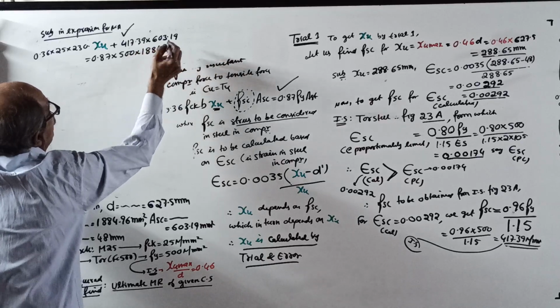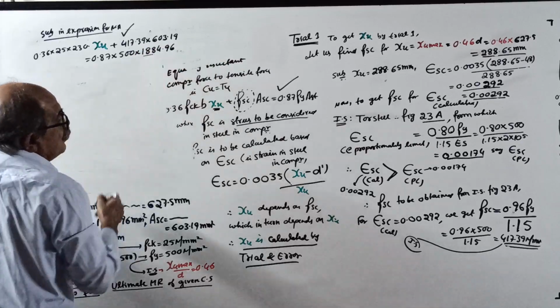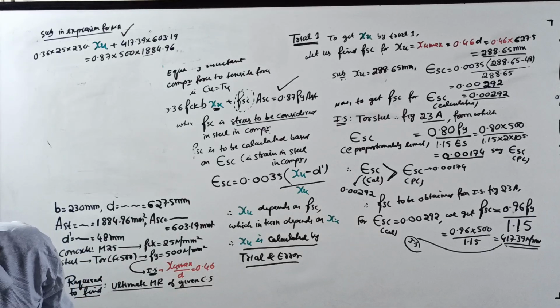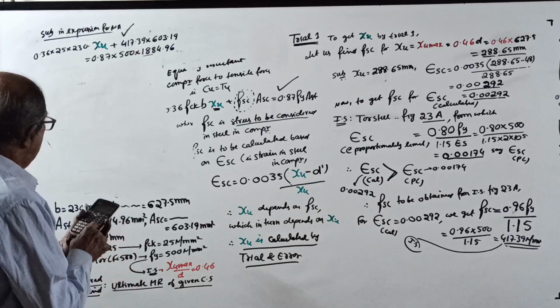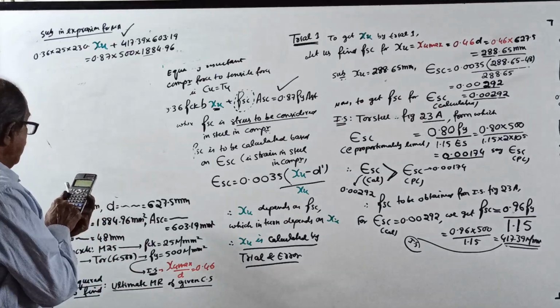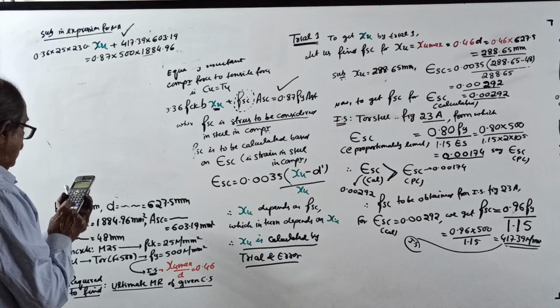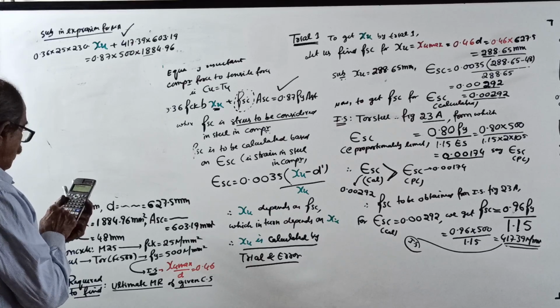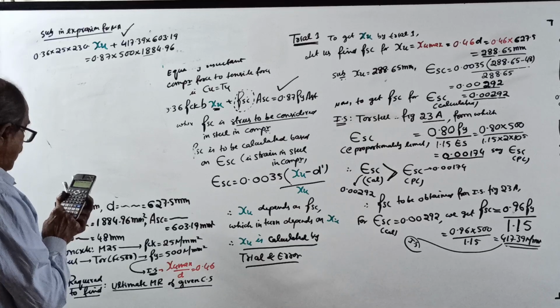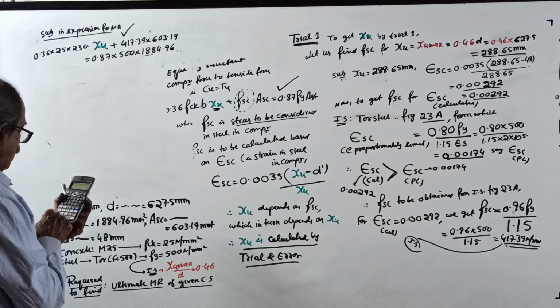1884.96. Now, problem. I think I have taken 1884.96 only. I will check it. If wrong, I have to do the calculations once again. Okay, I check. 0.87 into 500 into 1884.96 minus 417.39 into 603.19.